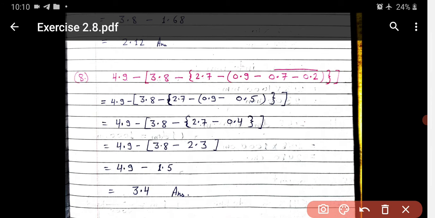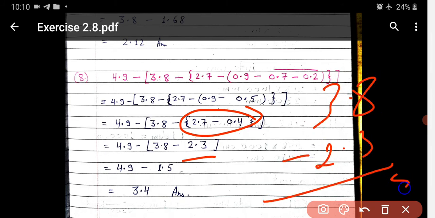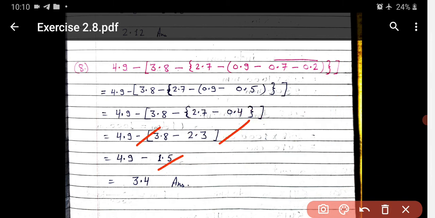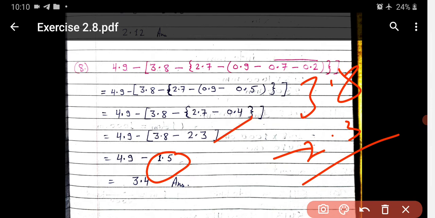So it becomes 3.8 minus 2.3. What you got here? 8 minus 3 is 5, 3 minus 2 is 1. So you got 1.5. When you solve that bracket, it is automatically removed. So first solve small, then curly, and then the large bracket. When you solve the small one and get the answer, it is removed. You get 0.4. When you solve the curly bracket and get 2.3, that is also removed. Now when you subtract 3.8 and 2.3, you get 1.5. When you get the answer, the bracket is also removed.